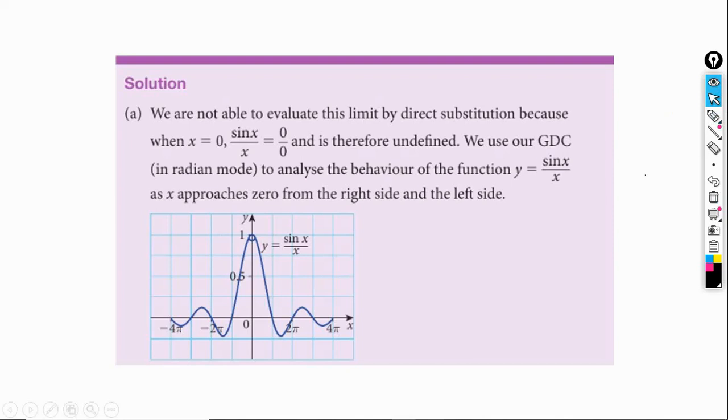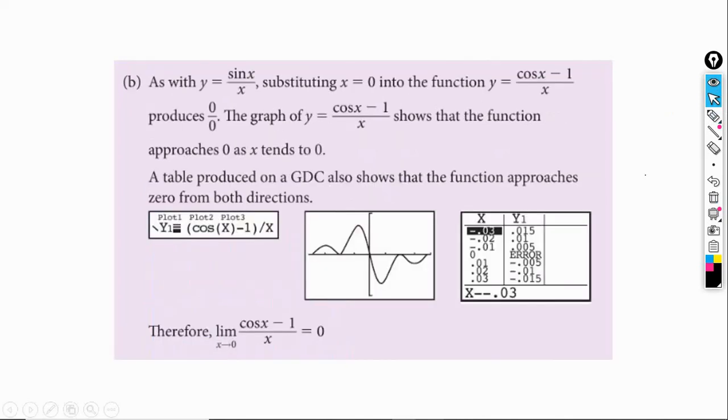So let's take a look at that. And we can see this situation here. So there's the graph right there of cosine of x minus 1 divided by x. So notice that it goes through or close to 0, 0. Notice that at exactly 0, it's undefined. That's why you see an error here in the table. But what happens as you approach 0 as an x value from the left or from the right?